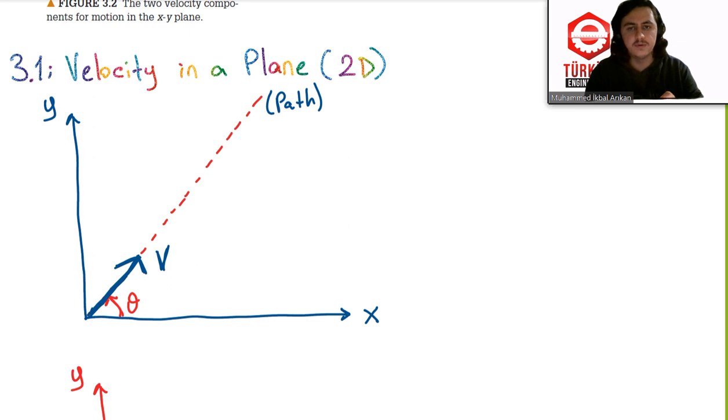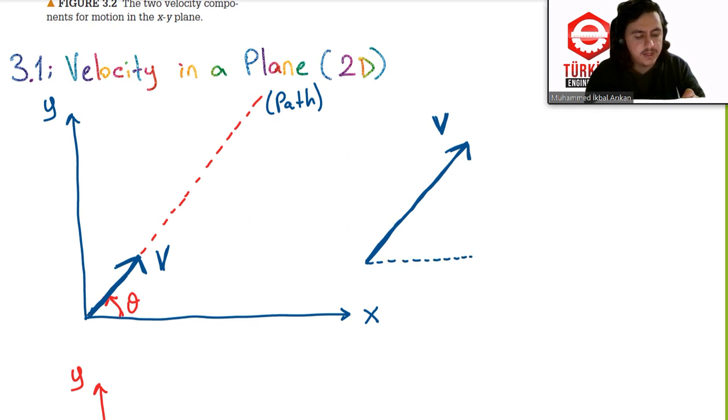Okay, how can I know this? I will just calculate this by basic knowledge of triangle. Okay, just zoom to the vector. This is my vector. This is my resultant velocity, the total velocity. But I must have two different velocity vectors. One of them in the x-axis, like this, and the other one in the y-axis, right? So let's put the other one. So this is vy and this is vx.